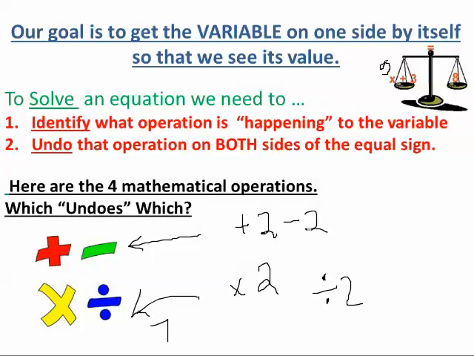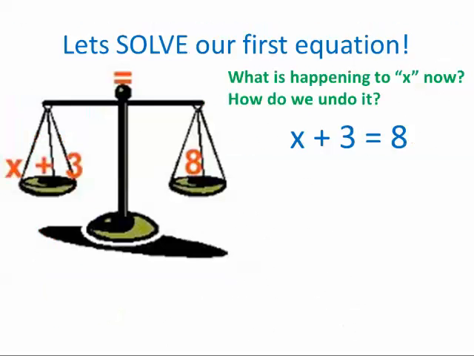So take a number like 7. If I multiply it by 2, I get 14. If I divide it by 2, I get back to 7. So dividing by 2 undoes multiplying by 2. Now, how are we going to put that to use? We're going to put it to use right here. As I said, ask yourself, what is happening to the x right now? So we're going to look at this equation and ask ourselves, what's going on with x? Well, it's being added to, by 3. We want to undo that. And we should know that to undo addition, we'll need to subtract.